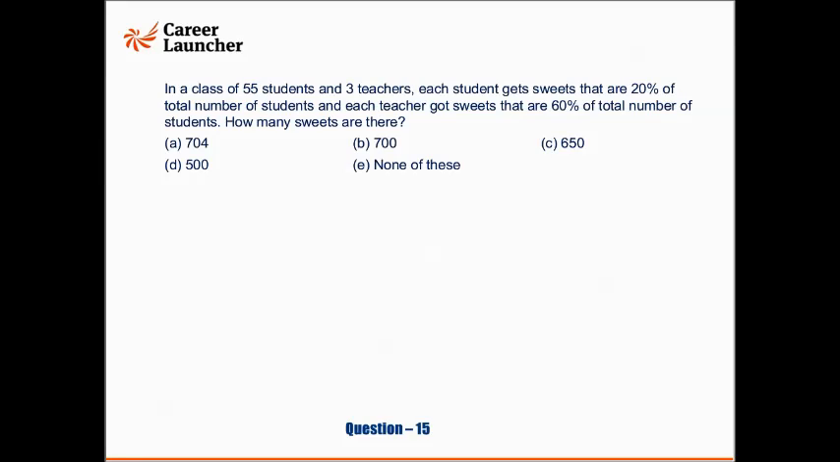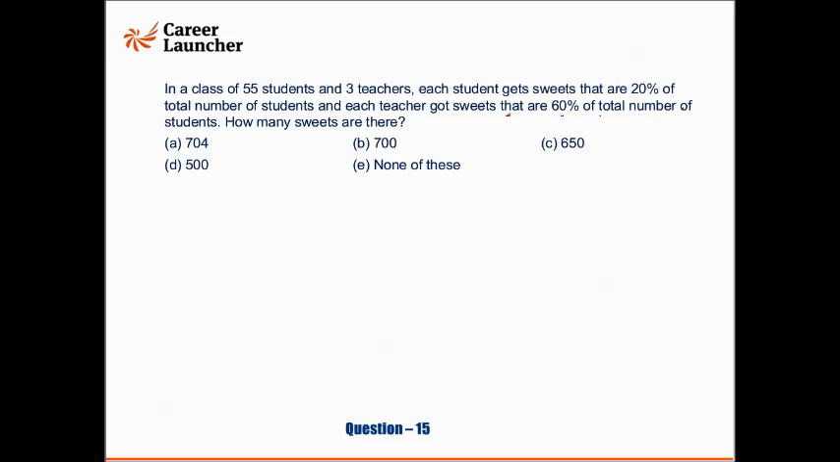Each student gets sweets that are 20% of total number of students. Now 20% is nothing but 1/5, and 20% of total number of students, that is 55. So 20% of 55 you have to calculate, that is 11, because 1/5 of 55 is 11. So total students is 55, that is total sweets which are given to the students, that will be 55 into 11. Correct.